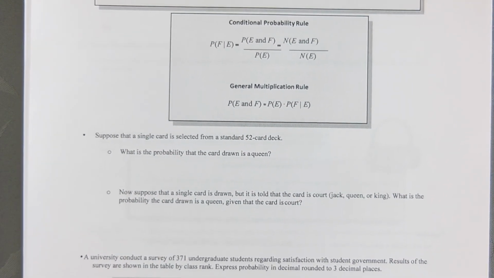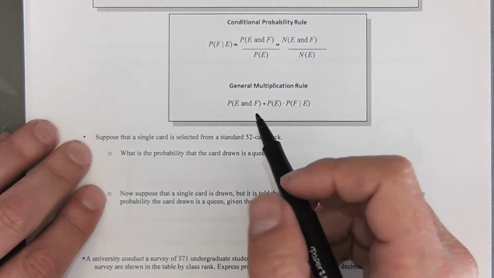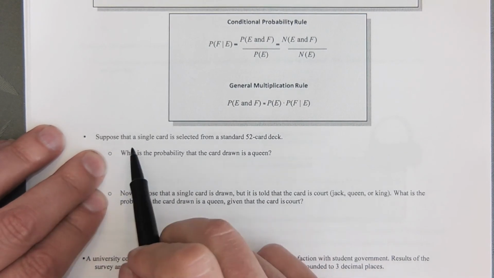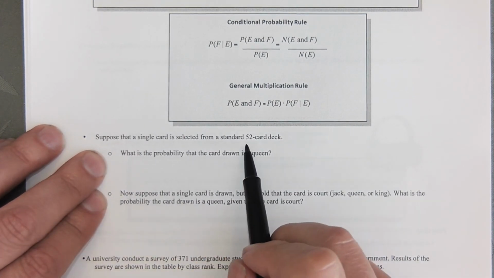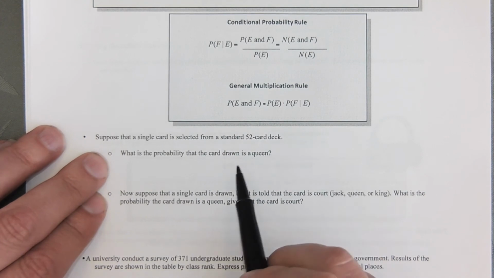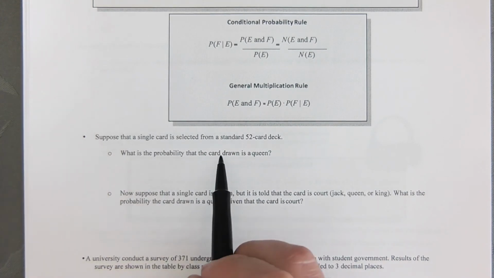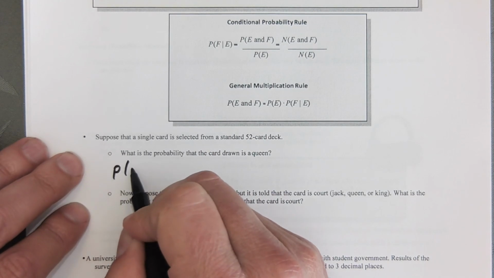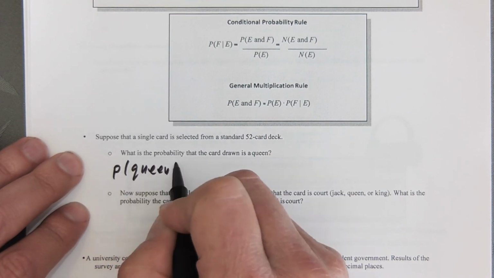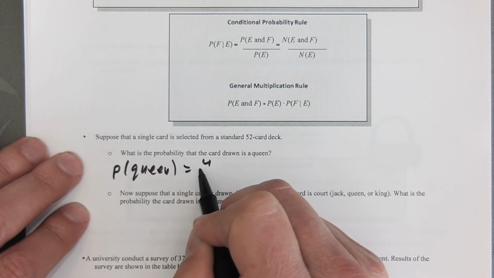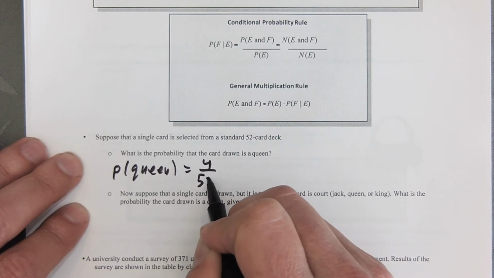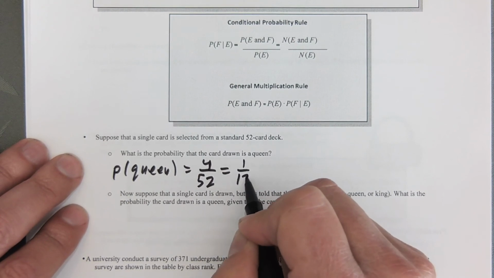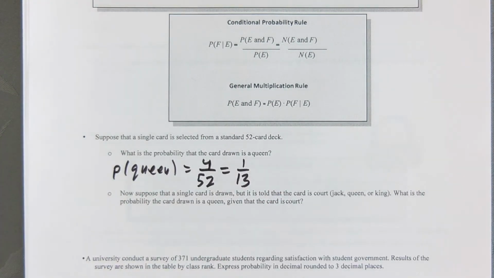So let's start here. We're back to a deck of cards. Suppose that a single card is selected from a standard 52 card deck. What is the probability that the card drawn is a queen? Okay, how many queens are there? There are 4 queens, one of each suit, out of the 52. And that comes out to be 1 over 13. We'll just leave it in fractions for now.